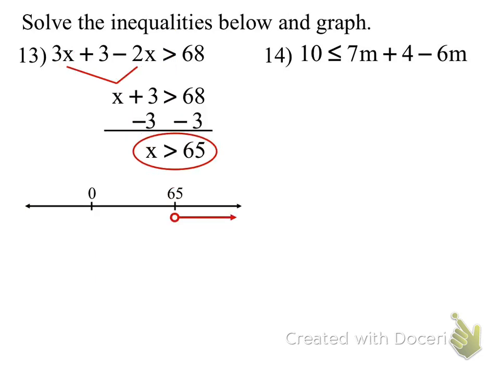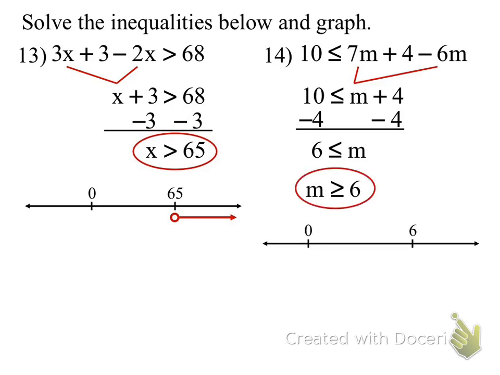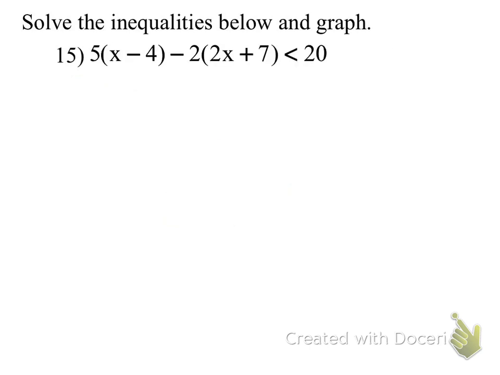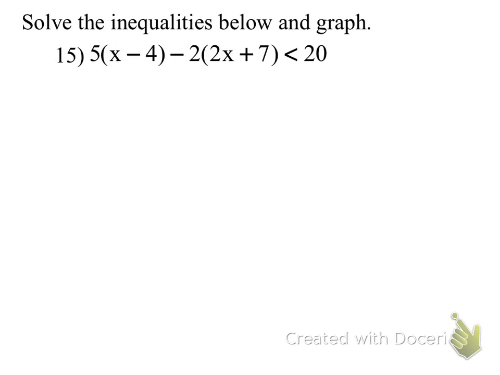Let's check our work. We're doing 7m. Combining 7m minus 6m is m plus 4. And then we're subtracting 4. And then we're going to rewrite it as m is greater than or equal to 6. And then we graph it with 0 and 6. And we're with the solid circle going to the right. Okay? We're making our equations a little bit more complicated. What would we do here?